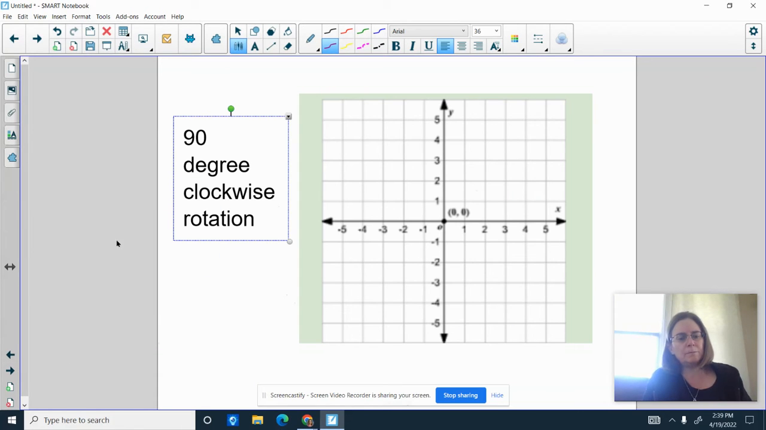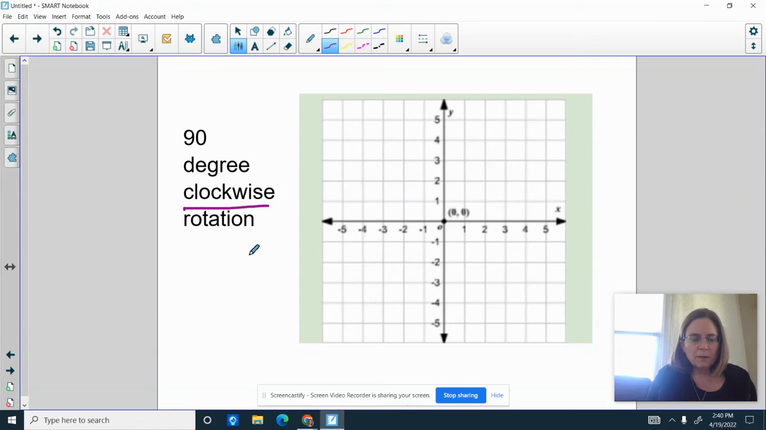It's normal for them to tell you when you're looking at a problem, it'll be in 90 degrees, 180 degrees, 270 degrees, and then it'll say clockwise or counterclockwise. So this example is 90-degree clockwise rotation. So let's think about that. Clockwise means we're going in this direction, just like a clock. In 90 degrees, I'll show you how that works.